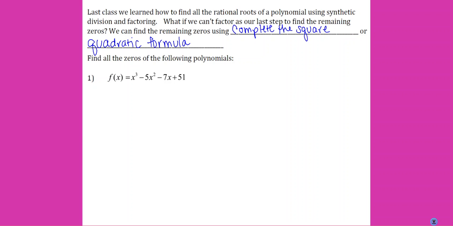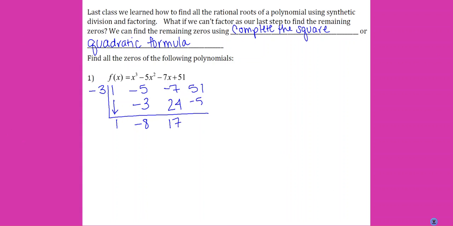But this one at -3 is going to help us out. That root of -3 gives us the number to use for our synthetic division. So -3, 1, -5, -7, and 51. So let's do our synthetic division. Bring down the 1, multiply, add, multiply, add, multiply, add. We get a remainder of 0.